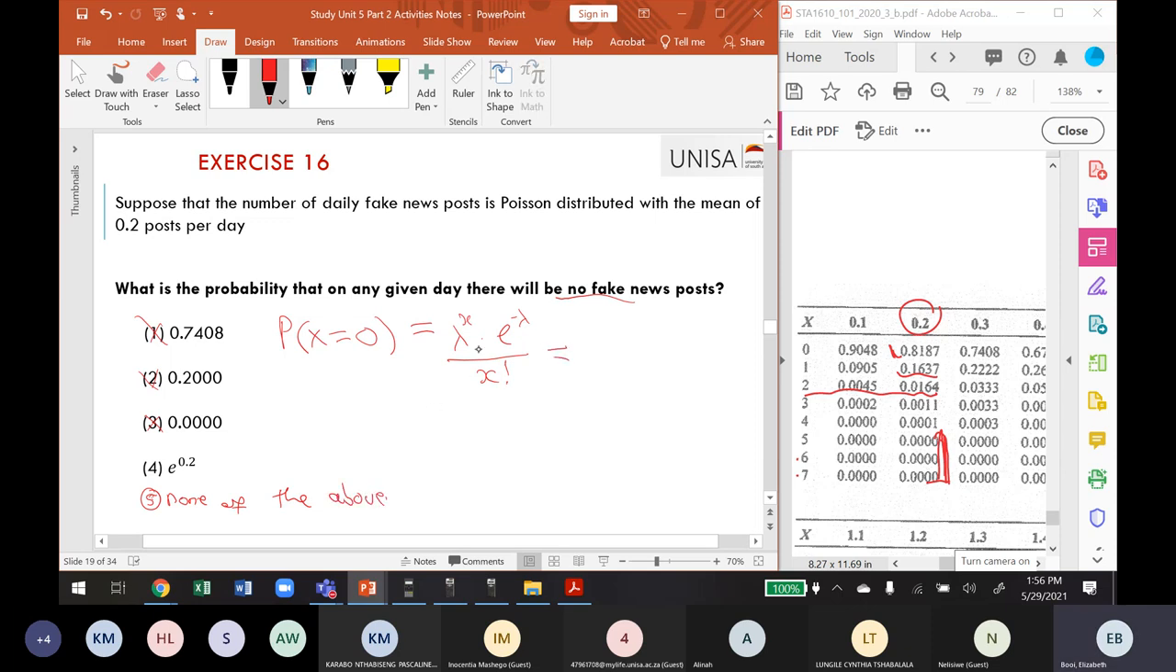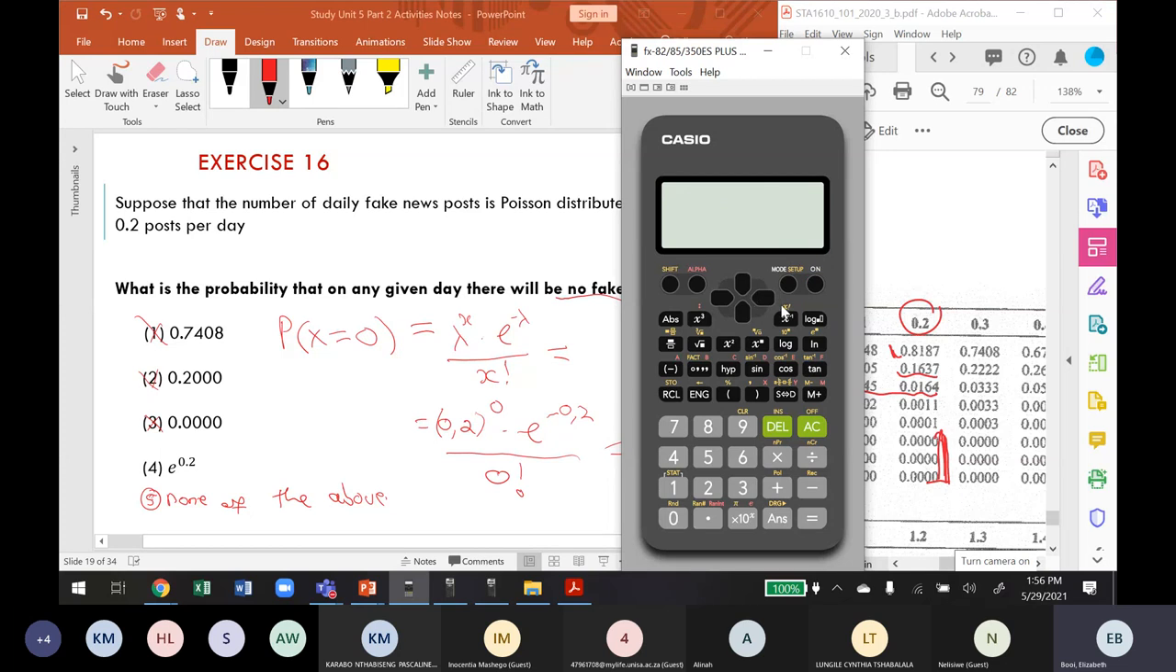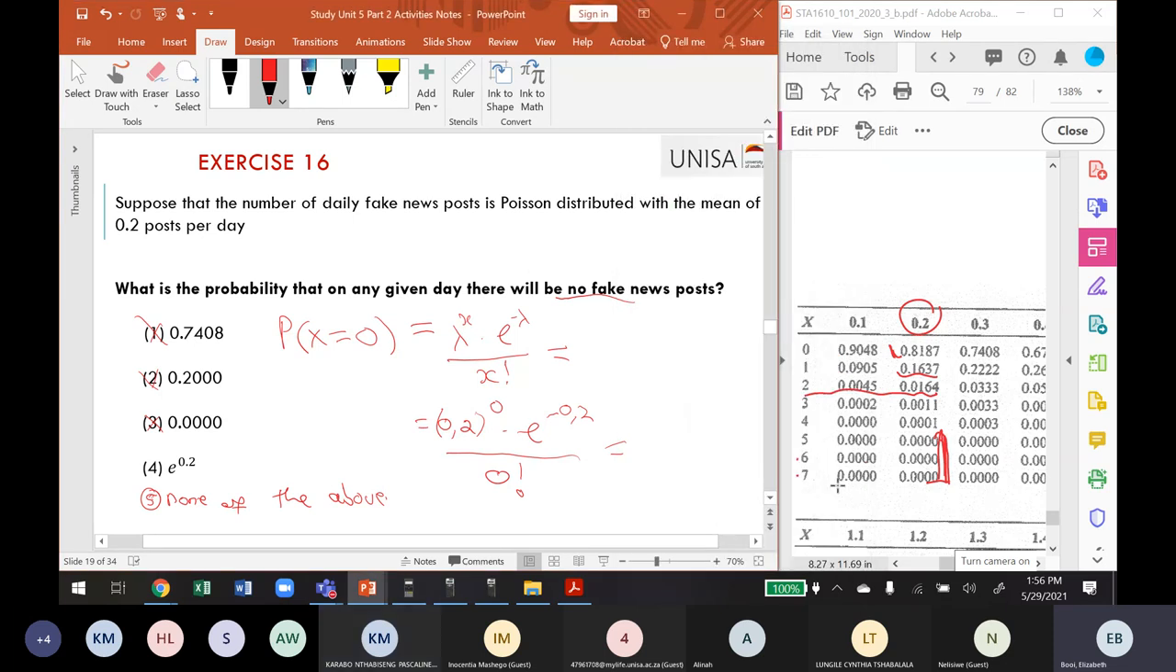Okay, so coming here, we need to replace the value of X and lambda. Our average is 0.2 to the power of 0, because our X is 0, times e to the power minus 0.2 divided by 0 factorial. So what is 0.2 to the power of 0? It is equal to 1. Any number to the power of 0 will be equal to 1. So that will be 1 times e to the power of negative 0.2.